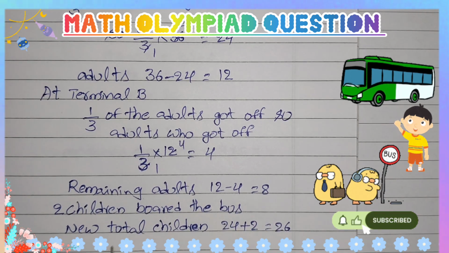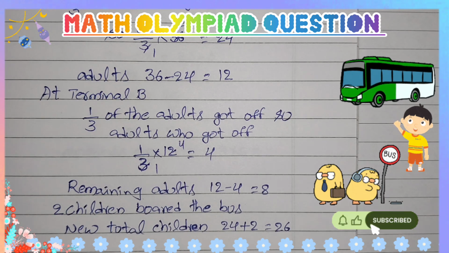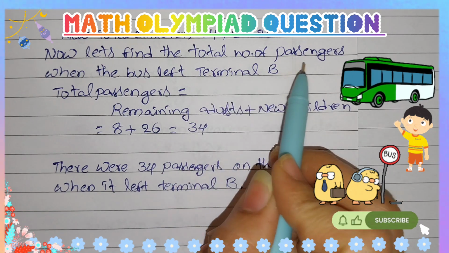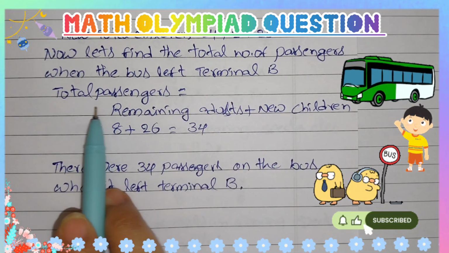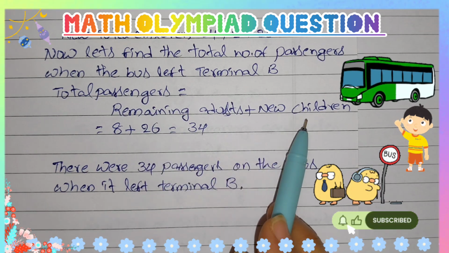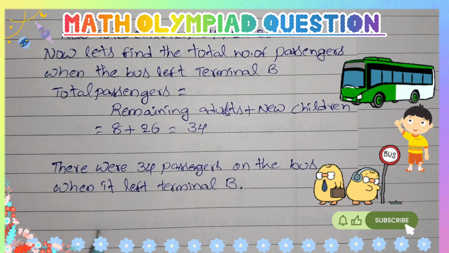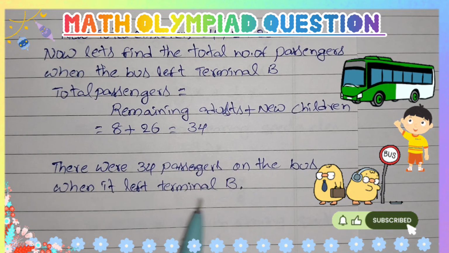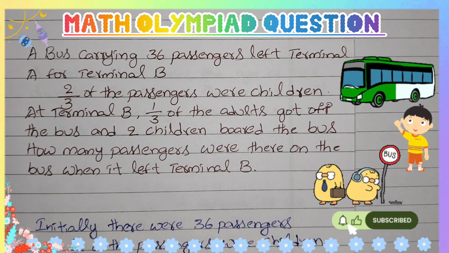2 children board the bus. New total children equals 24 plus 2 equals 26. Now let's find the total number of passengers. When the bus left terminal B, total passengers equals remaining adults plus new children. Remaining adults are 8 plus new children are 26. 26 plus 8 is 34. There were 34 passengers on the bus when it left terminal B.